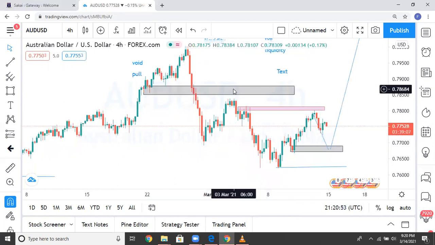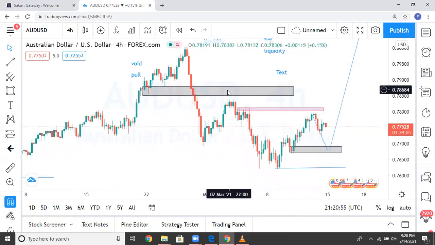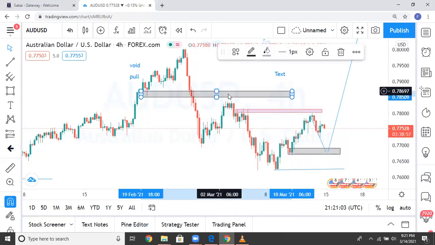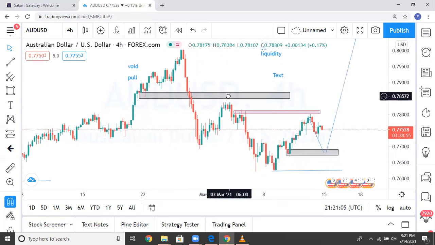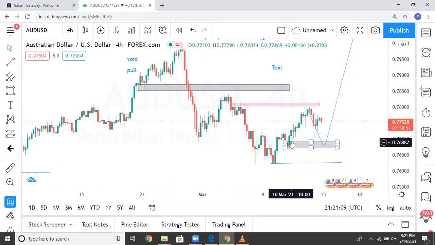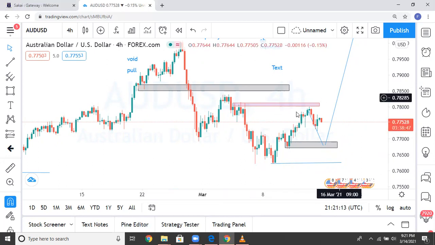Okay, this one didn't touch. Let me see if it will be able to touch. Yeah, it still didn't touch. So here we can say, let's use this one as an example.